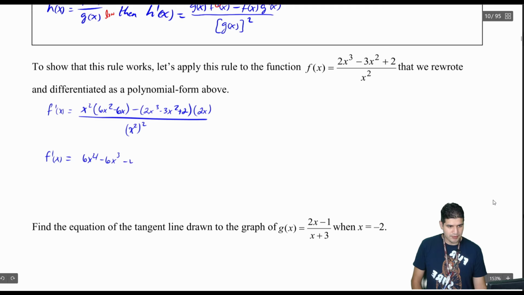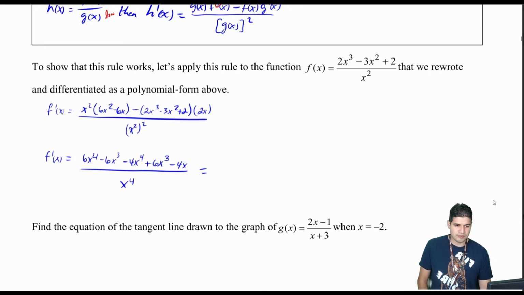And then that's going to be minus 4x to the fourth. And then that's going to be plus 6x cubed. And now it's going to say minus 4x. And now that all goes over x to the fourth. All right, so let's simplify that even more.